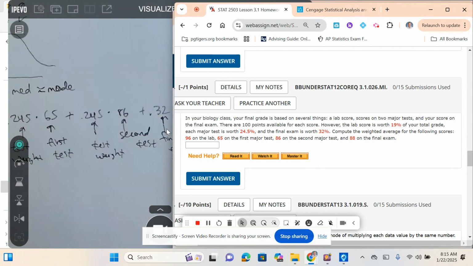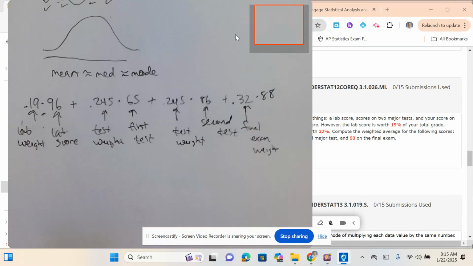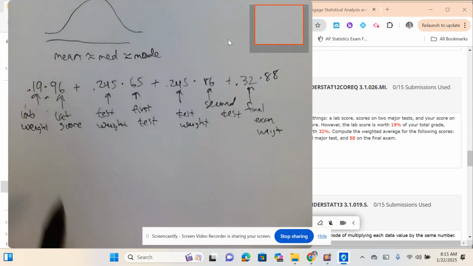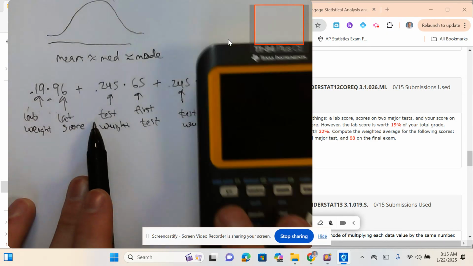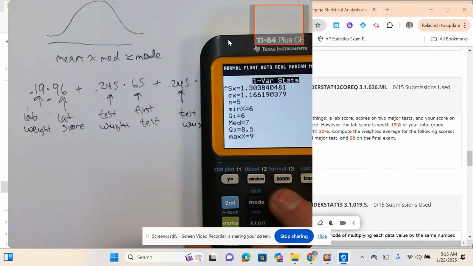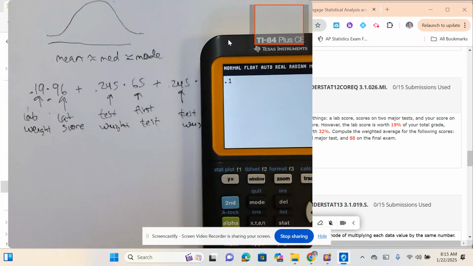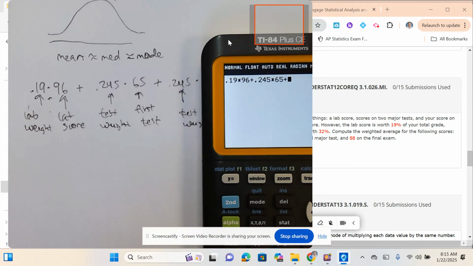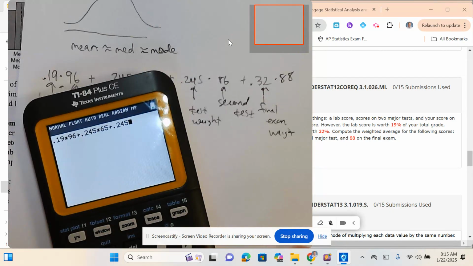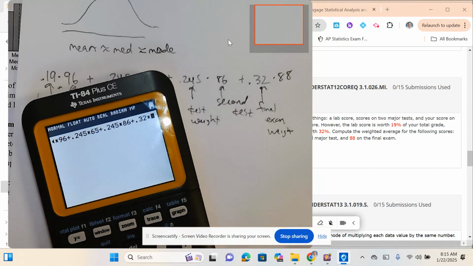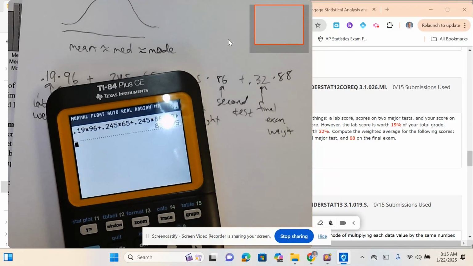So now we're going to use this right here. I'm going to kind of come back to this. We're going to use this right here to calculate our weight. So it's the weight for each one times the score plus the weight for each one times the score. It's not that bad. You just got to see how it's set up first. So 0.19 times 96. Sometimes the percentages get the best of you. 0.245 times 65 plus 0.245 times 86 plus 0.32 times 88. And so we got 83.395.